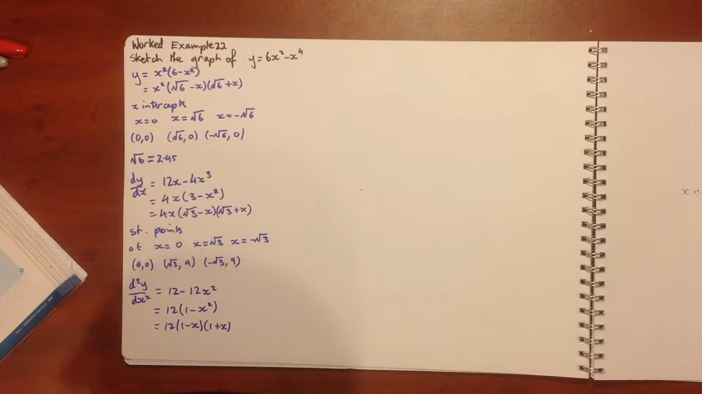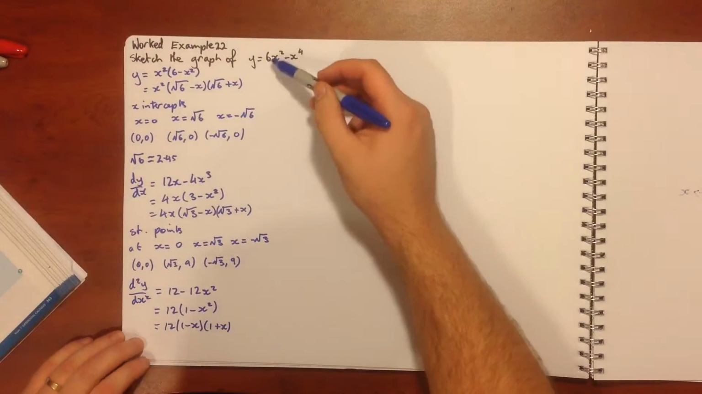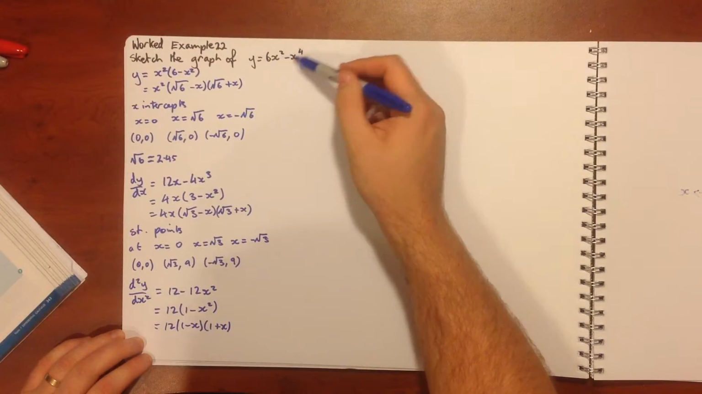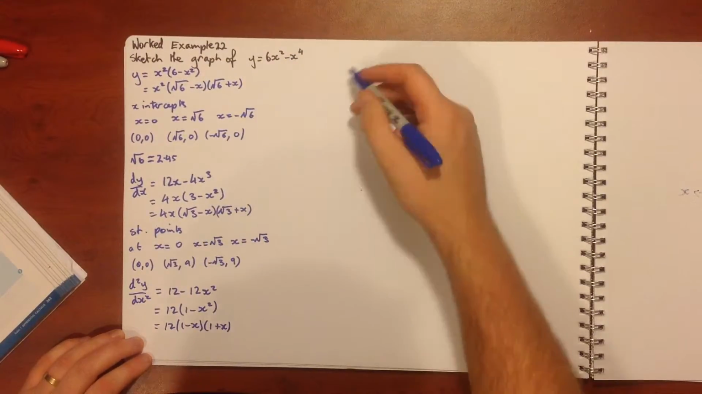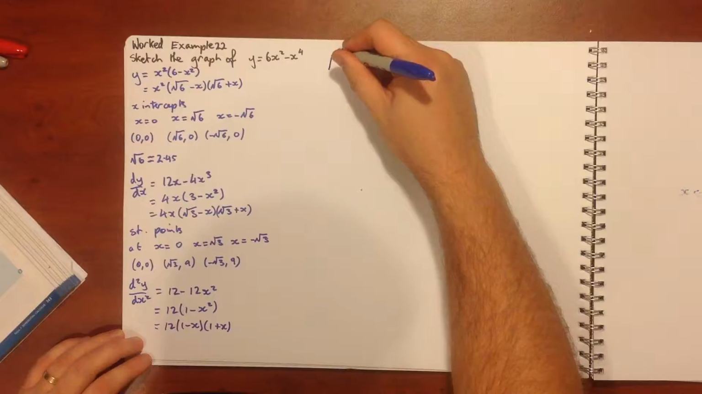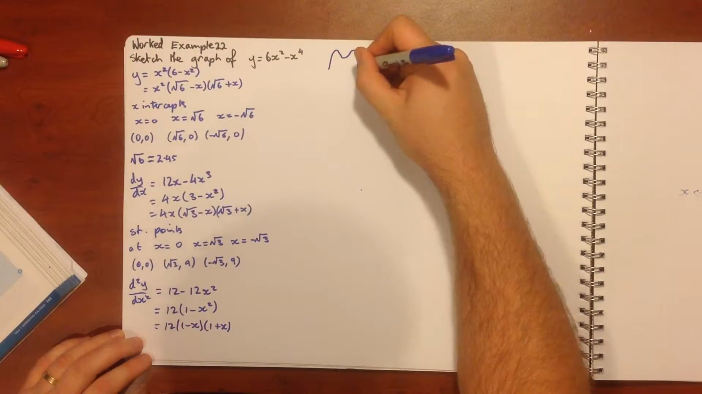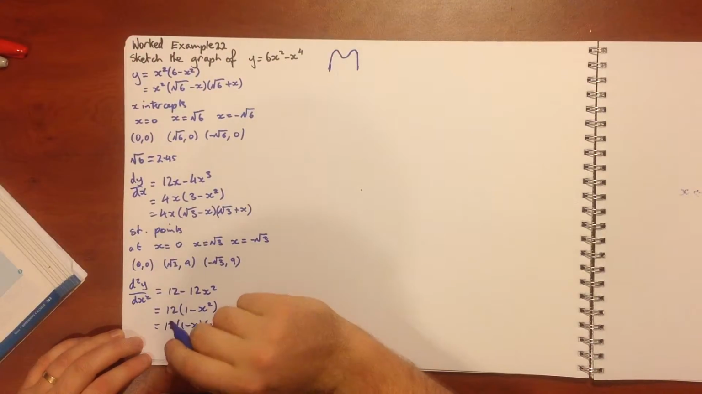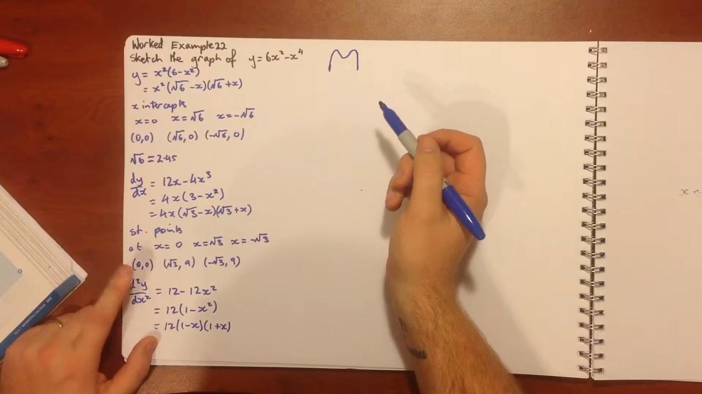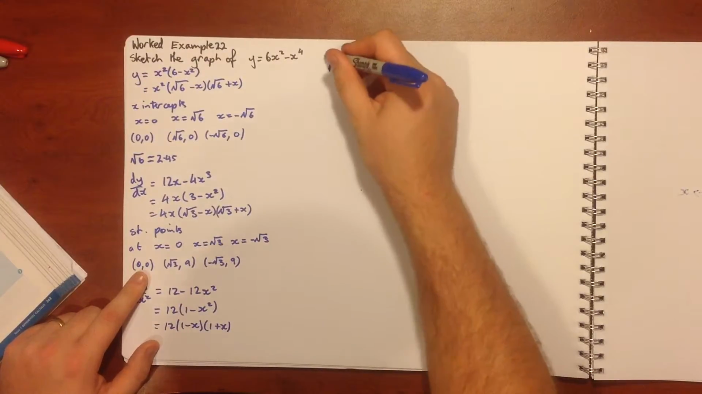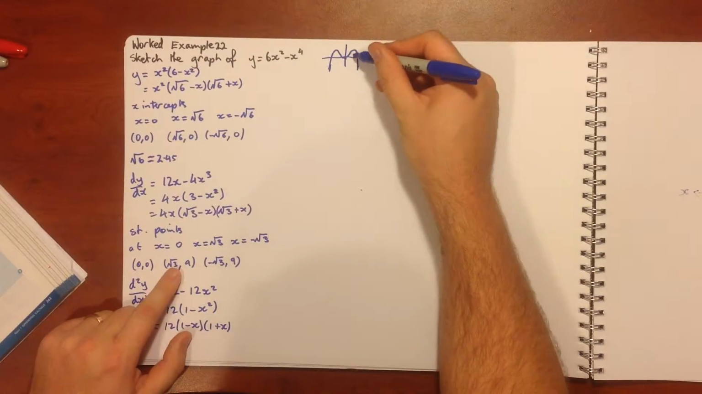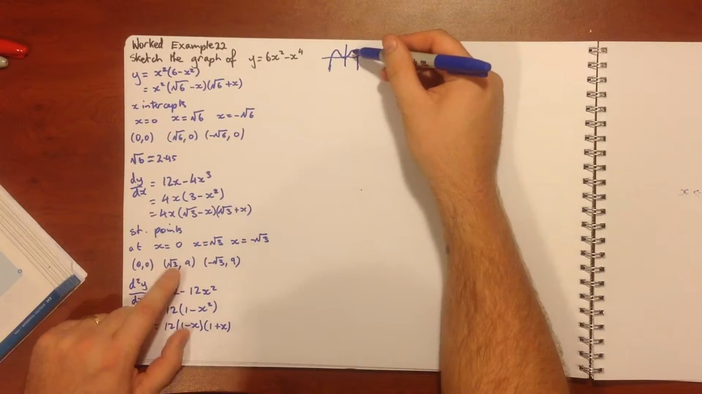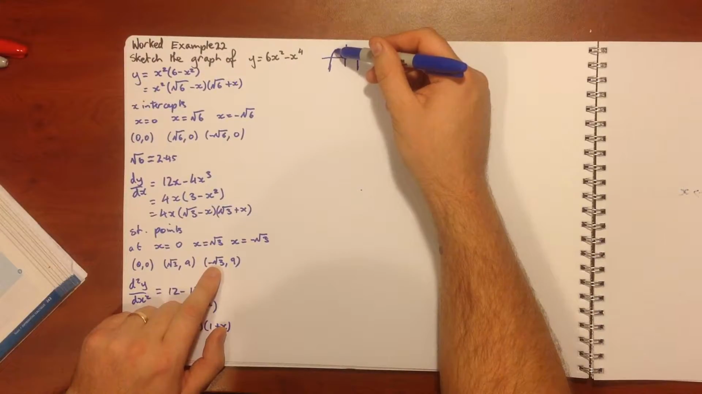So what we can do here again is think about this. Our quartic here is a negative quartic, which means it's going to look like that. Now we've got a stationary point at (0, 0), so we expect it to look something like this. There's our (0, 0) stationary point, our (√3, 9) stationary point, and our (-√3, 9) stationary point.